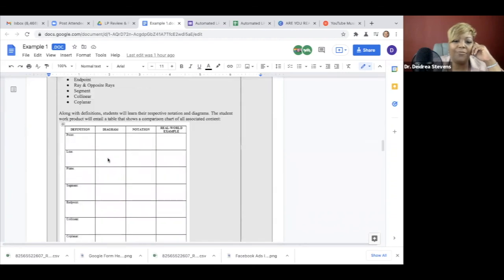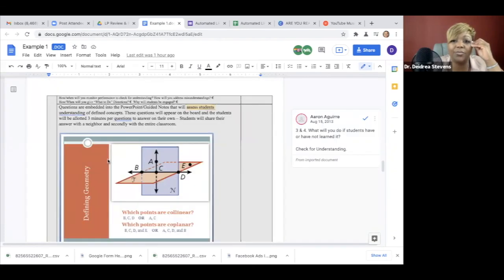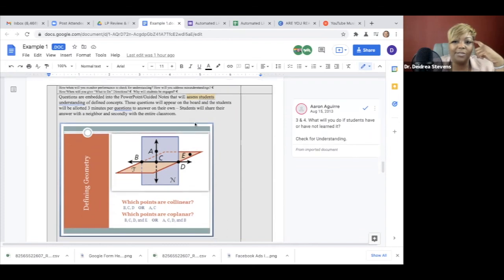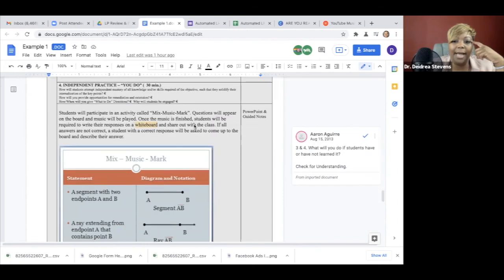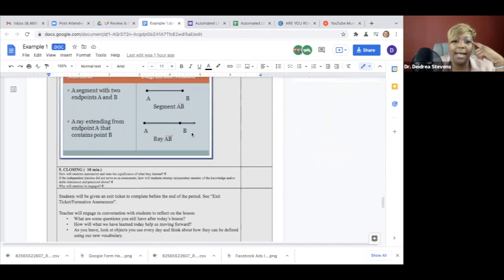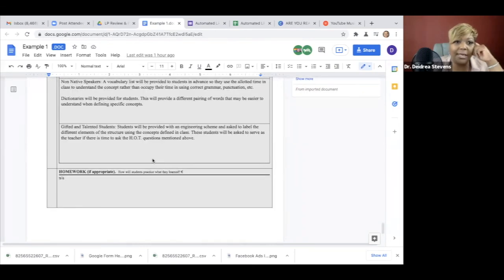Okay, so now I'm looking for the answers to questions 3 and 4. So now I'm trying to see, what will we do if they don't know it? So if they don't know it, what he planned to do is here. He told me what he was going to do. He has some checks for understanding here. And then he has some more here. So he's going to check again. And then he told me here, differentiated instruction, Dr. Stevens, this is what I'm going to do. So he told me exactly what he was going to do. And for this particular lesson, I was okay with that.